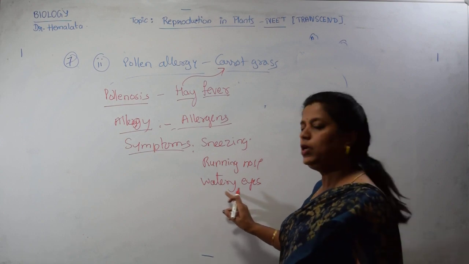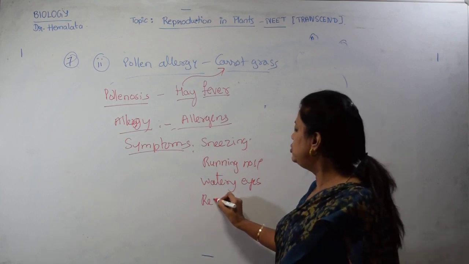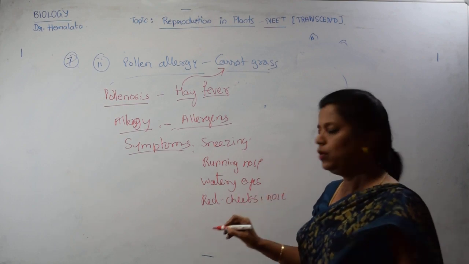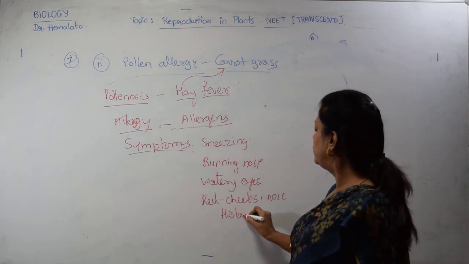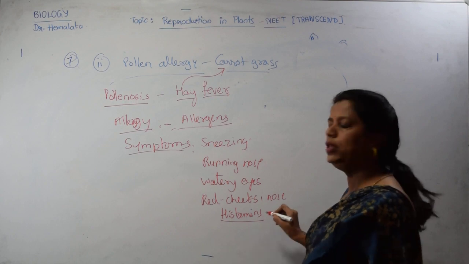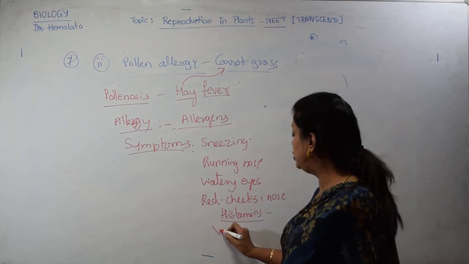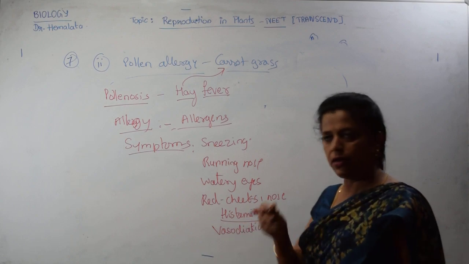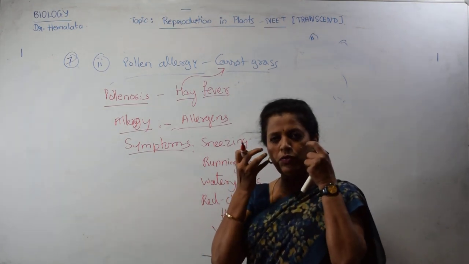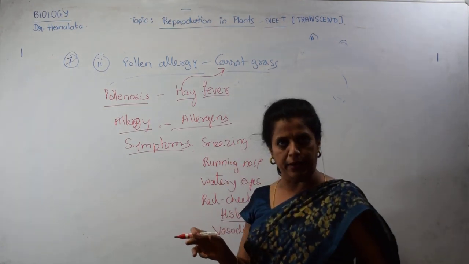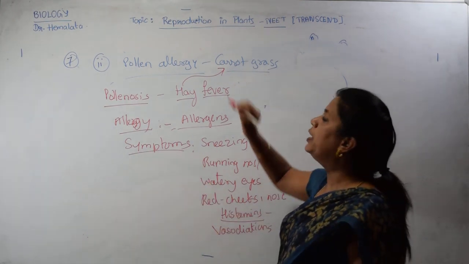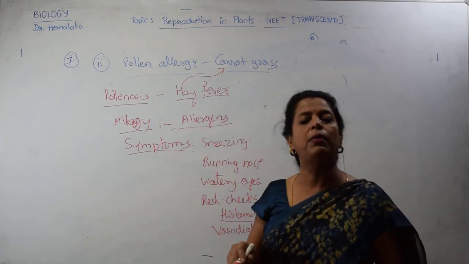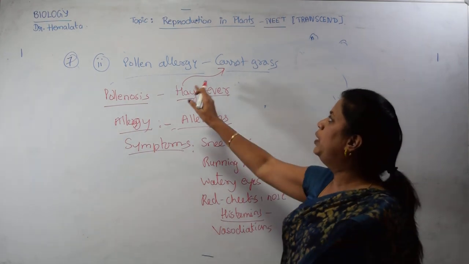Right? Next is watering of eyes, and then I told you redness of the cheeks and nose. This is due to the production of histamines, which help in vasodilation. What is vasodilation? They dilate the blood vessels. Blood vessels will dilate and get swollen up, and therefore they look bigger and also become red. These are the characteristics. All these are caused by carrot grass. Not only carrot grass, there are many others, but carrot grass is the first or major one that contributes to the pollen allergy, right?